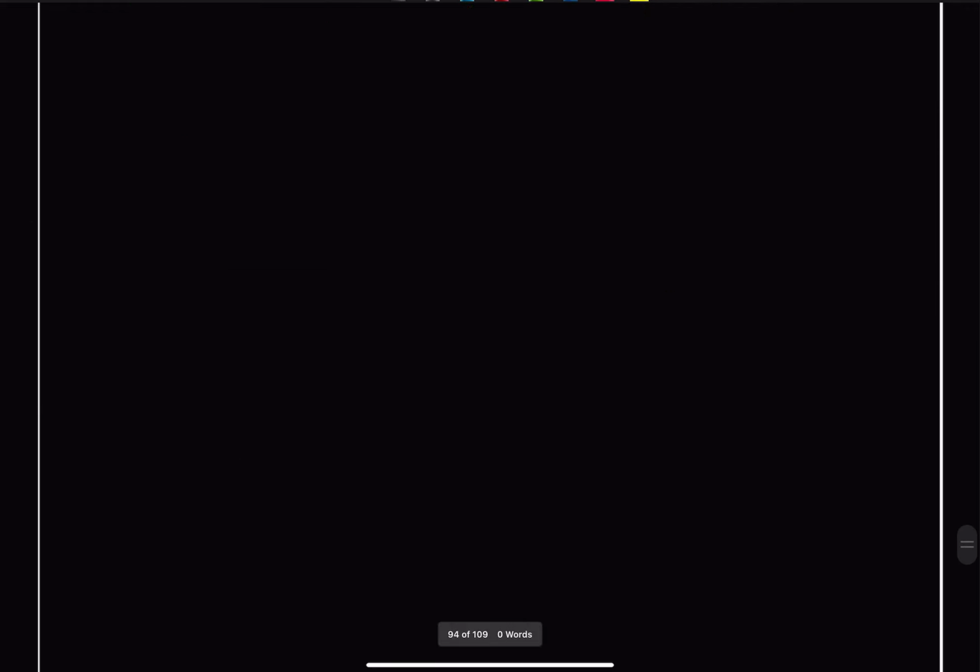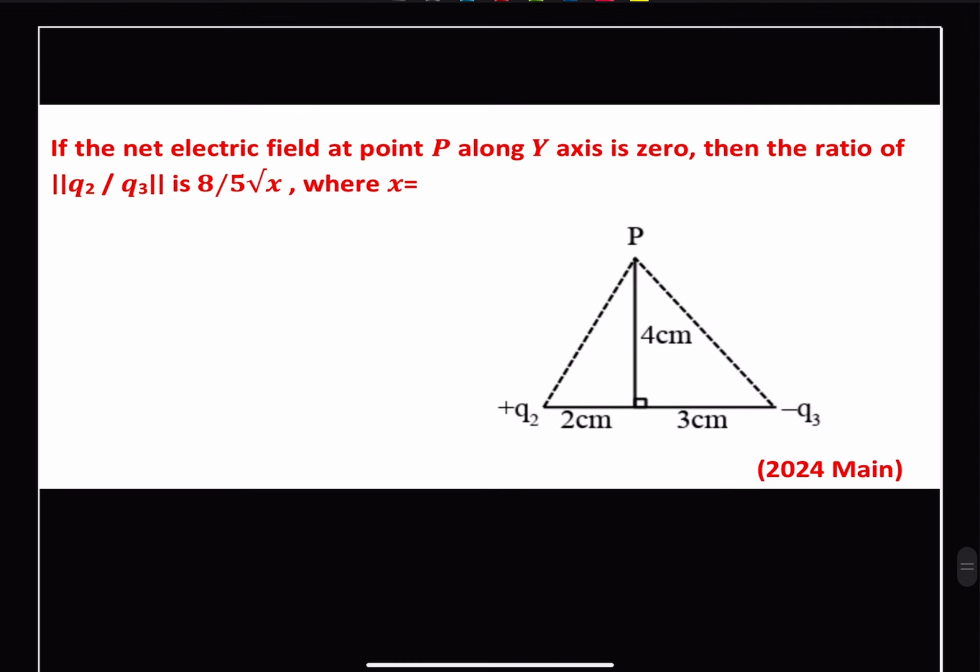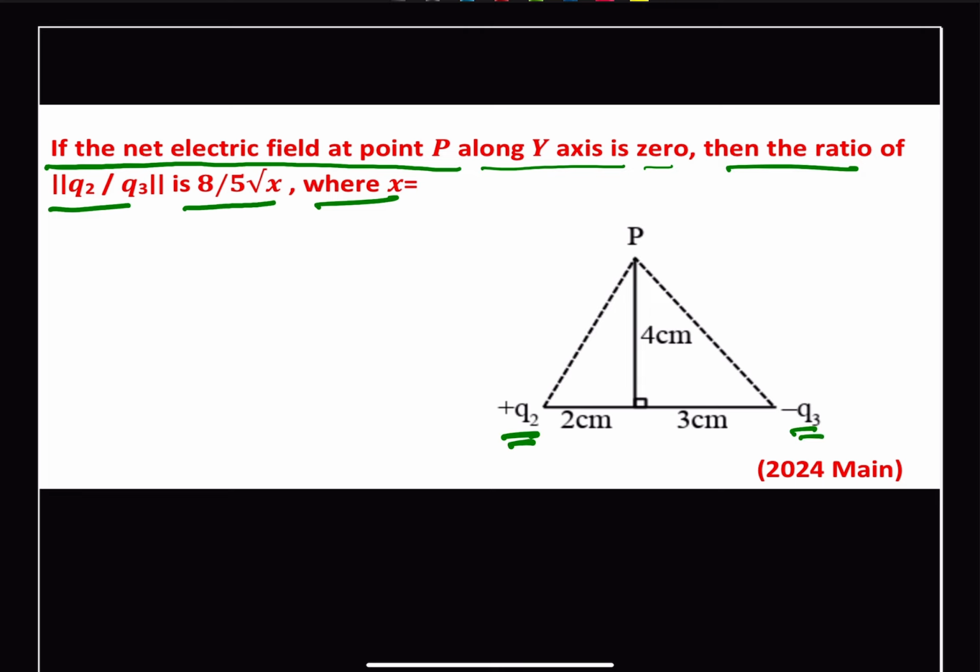Next question. It states that if the net electric field at point P along y-axis is 0, then the ratio of Q2 upon Q3 is 8 by 5 square root of x. We have to find where the value of x is. Basic figure is given to us. We have charges plus Q2 and minus Q3, and we have a point P which is somewhat unsymmetrical with respect to the axis. So we can just draw the respective electric fields.